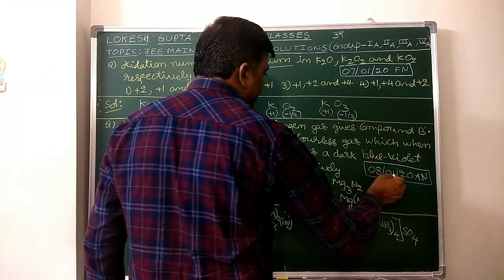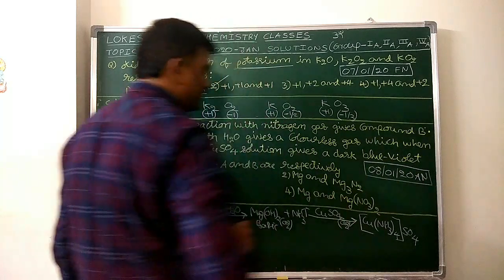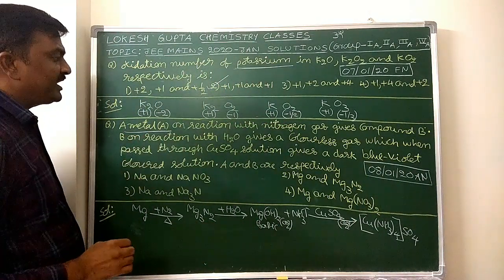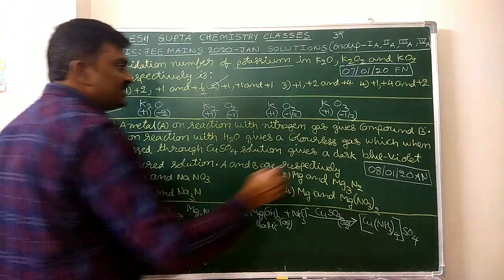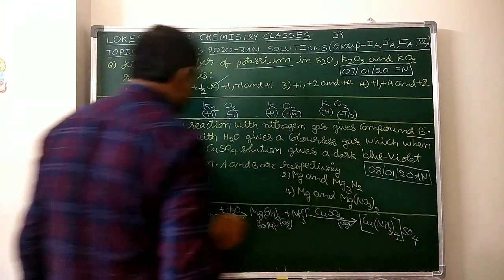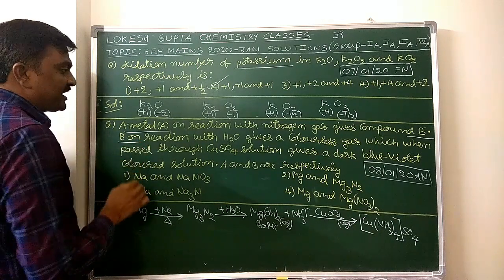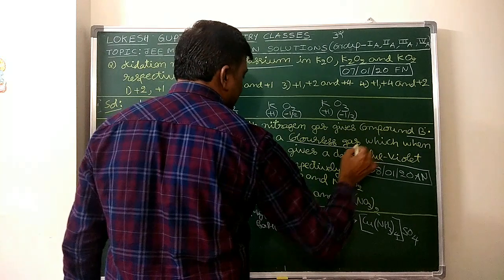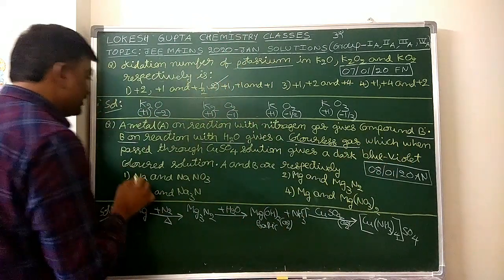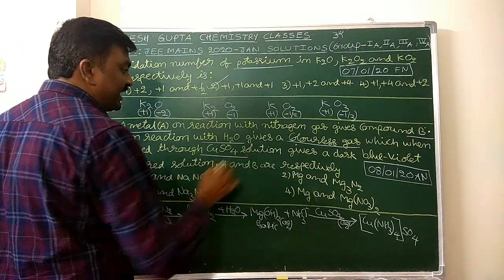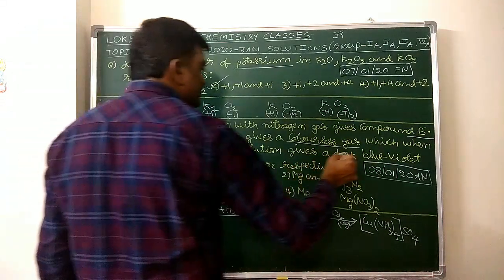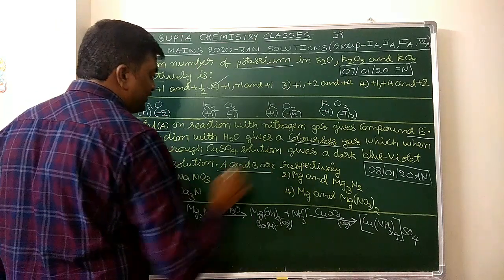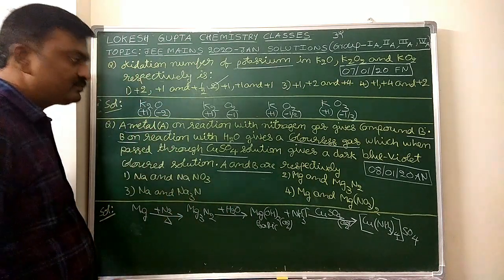This question was given on 8th January afternoon. The question is: metal A on reaction with nitrogen gas gives compound B. B on reaction with water gives a colorless gas, which when passed through copper sulfate aqueous solution gives a dark blue violet colored solution. A and B are respectively.